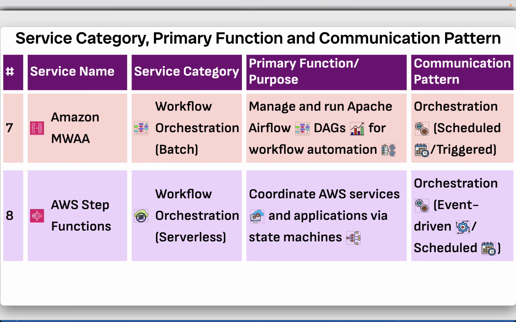Next, we have AWS Step Functions. This is a serverless workflow service that orchestrates distributed application components using state machines defined visually or in JSON, and this is Amazon States Language. It coordinates tasks, often Lambda functions or other AWS service integrations, handles errors and retries, manages state, making it suitable for automating business processes, building data pipelines, and coordinating microservices.